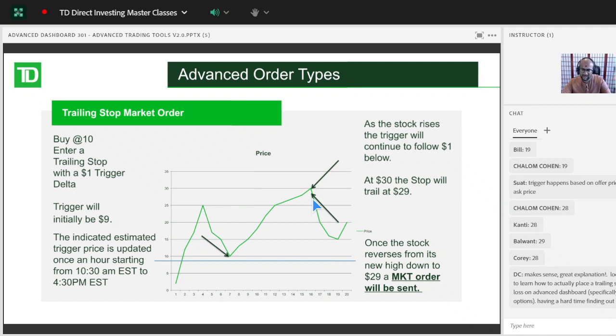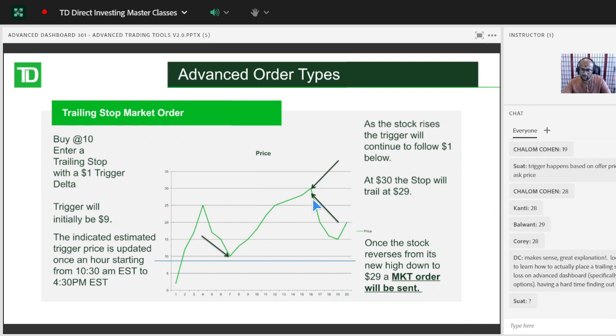All right, DC says, makes sense, great explanation, thank you. Looking to learn how to actually place a trailing stop on the advanced dashboard specifically for options, having a hard time finding out how. I will definitely show you. I'll reserve that for the second hour, DC, but I'll try and show you just on a stock how it works, and then it's going to be kind of similar. There's some limitations with options, so this may not work just because of the volatility that's associated with the option prices that are available there.